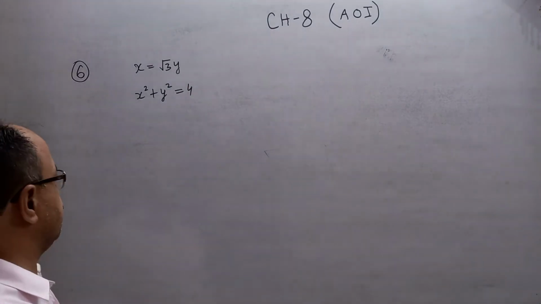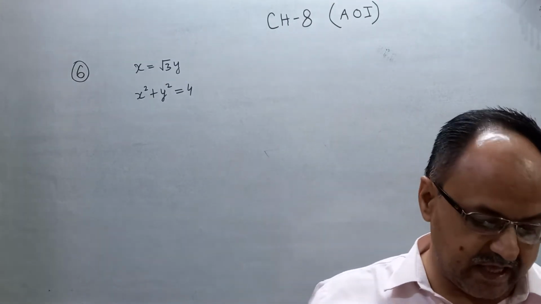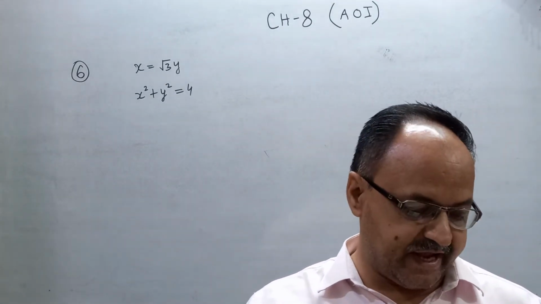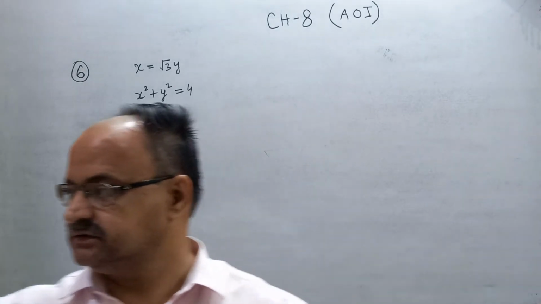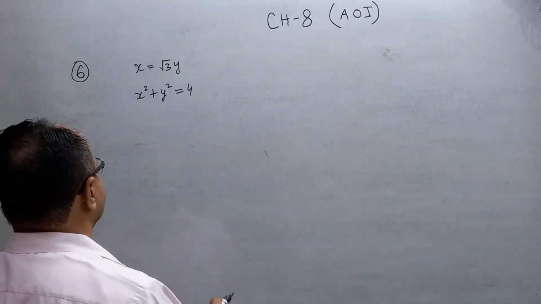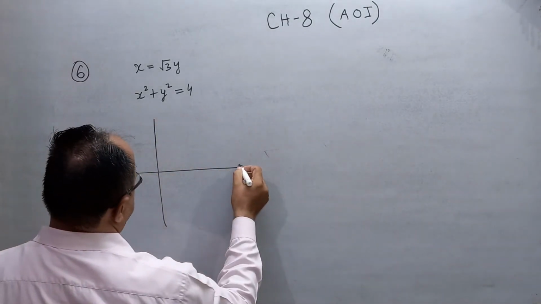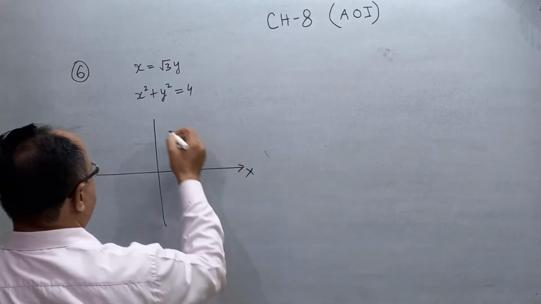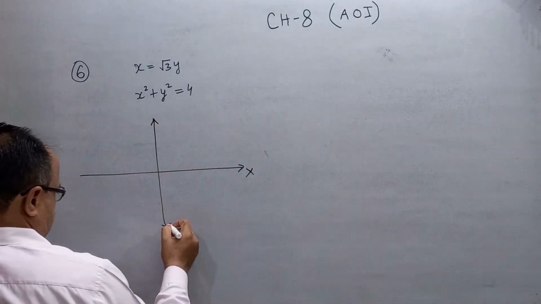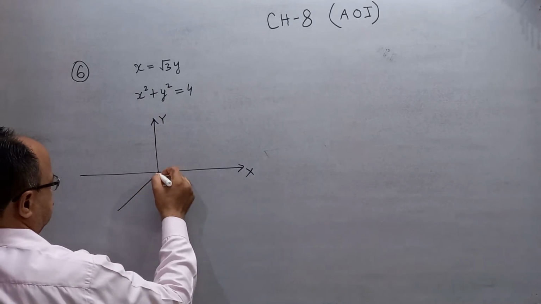Find the area of the region lying in the first quadrant and by x-axis, and x is equal to root 3y and the circle. Correct? Now you know that x is equal to root 3y, the line passes through the center.